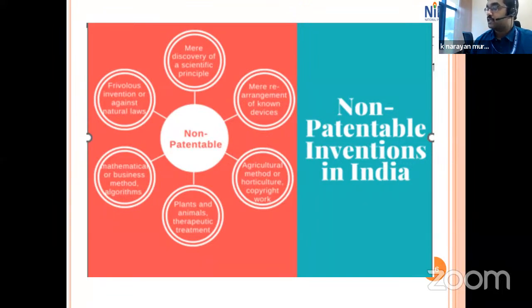Apart from it, you have rearrangement of known devices. That falls under Section 3F. What does mere rearrangement mean? I'm having a mobile phone, I'm having a microphone, I'm having a camera. I have attached these three devices and said, okay, this is an invention. This is not patentable in India because these three already are distinct inventions. You have just clubbed those three inventions and said this is a patentable invention. No, this is not possible. Apart from it, you have frivolous inventions or those which are against natural laws. For example, claiming an invention where you say that the sun rises in the west.